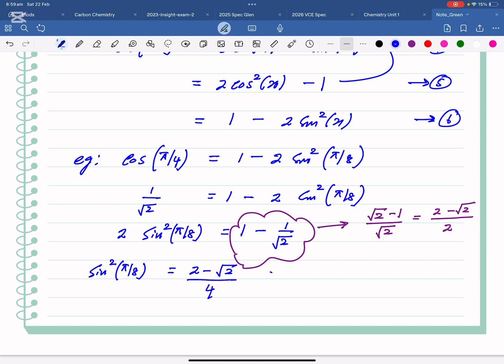So what is sine pi divided by 8 then? Sine pi divided by 8 is the square root of this, right? So that should be 2 minus square root 2, the whole thing square root, divided by 2. See, this is how you find sine 22.5.